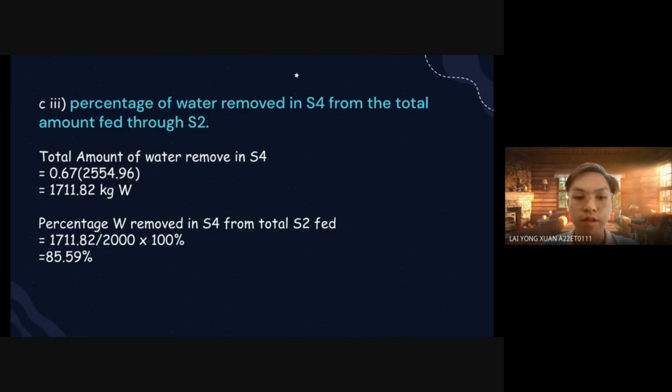And then we calculate the percentage of water removed in stream 4 from the total stream 2 feed, which is 2000 kg of water. And then we get 85.59% of water removed in stream 4 from the total amount fed through stream 2.